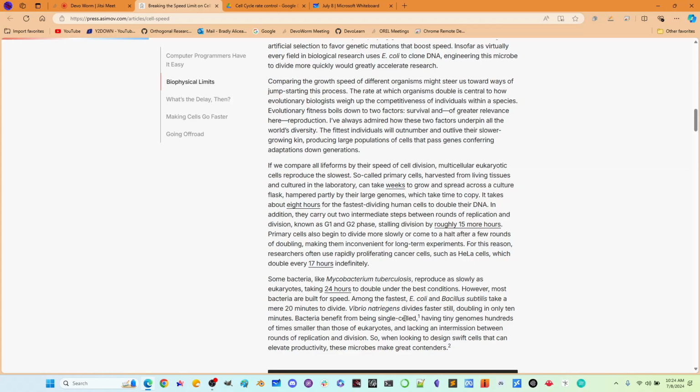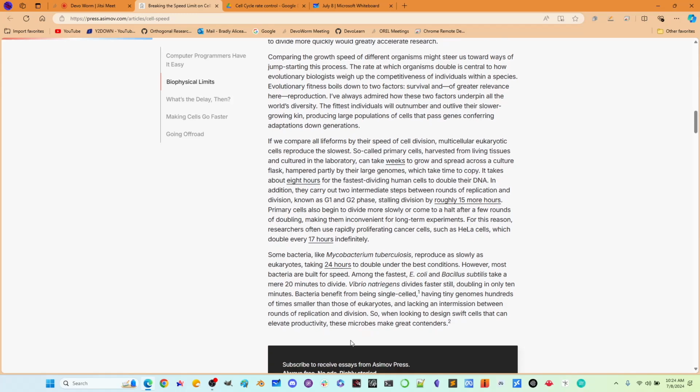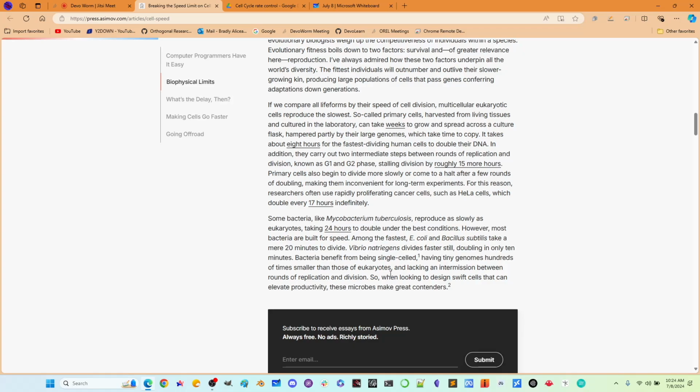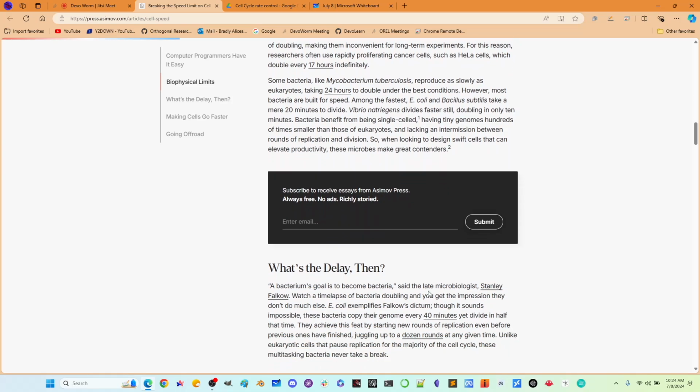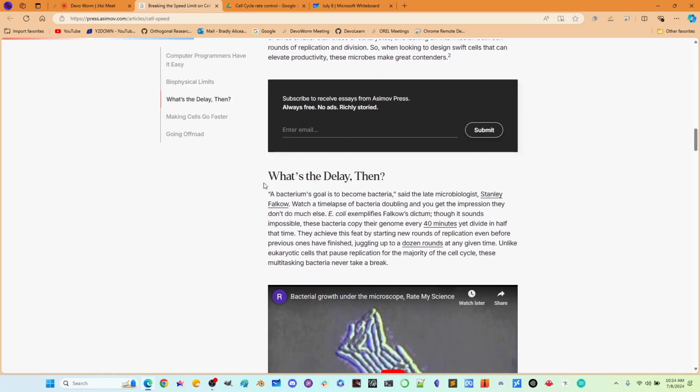Bacteria benefit from being single-celled, having tiny genomes hundreds of times smaller than those of eukaryotes, and lacking an intermission between rounds of replication and division. So basically in bacterial cells, you have replication and division. In eukaryotic cells, you have these G phases that are intermediate to that. And so when looking to design swift cells that can elevate productivity, these microbes make great contenders. What's the delay then? This is where they're considering how to speed this up.